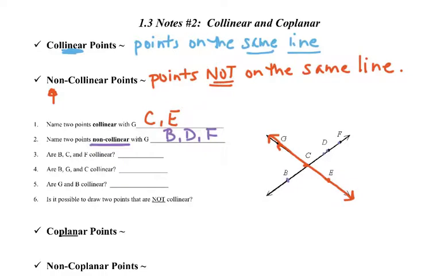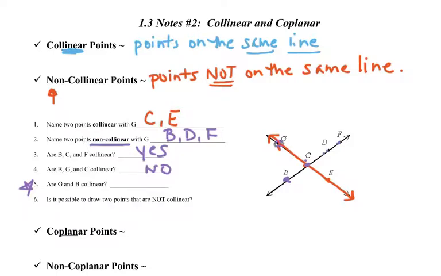Are B, C, and F collinear? B and C and F, yes, they look like they are all on the same line. What about B and G and C? I don't think those are on the same line. Number 5, I'm going to put a star by.